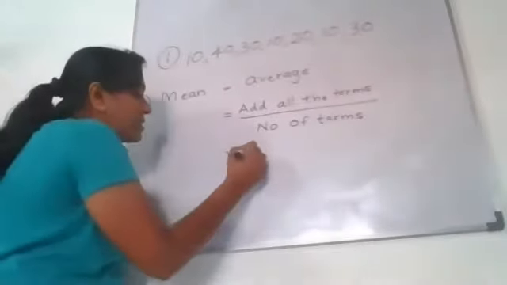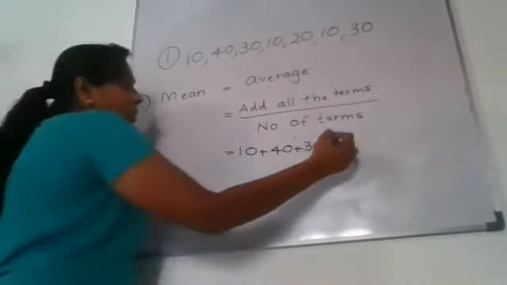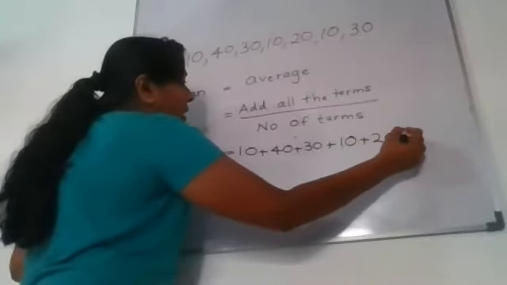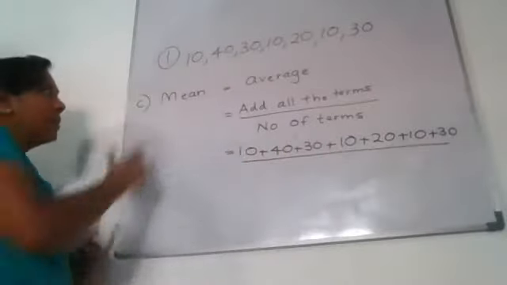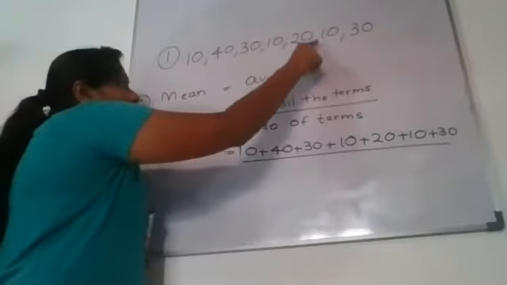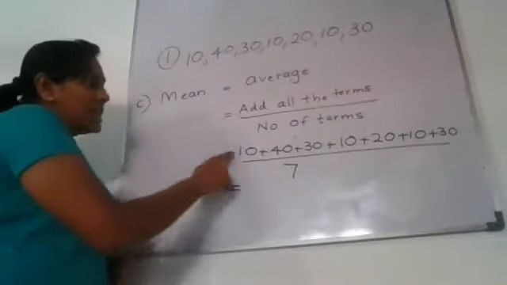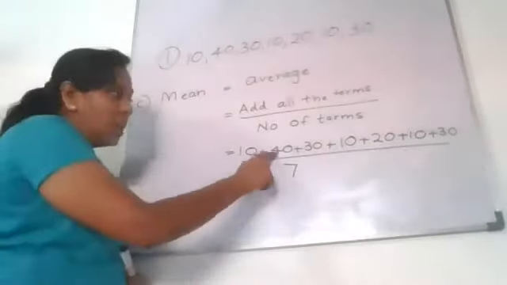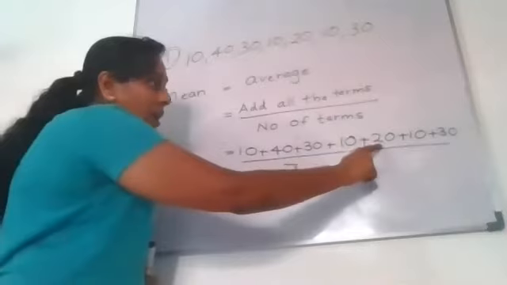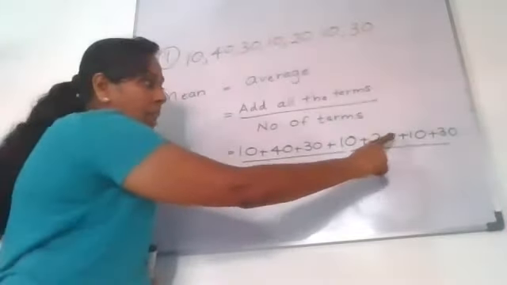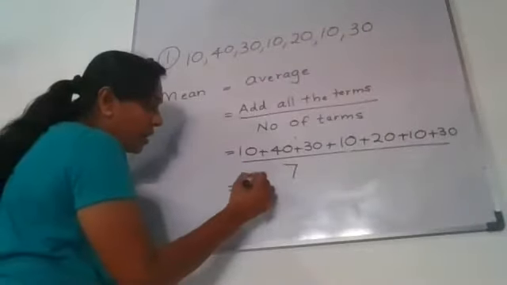So now I'm going to add 10 plus 40 plus 30 plus 10 plus 20 plus 10 plus 30. Then I have to see how many terms are here. 1, 2, 3, 4, 5, 6, 7. So I have to divide it by 7. Now I'm going to add this. 10 plus 40, it's 50. 50 plus 30, 80. 80 plus 10, 90. 90 plus 20, 110. Then 120. And then 120 plus 30, 150.